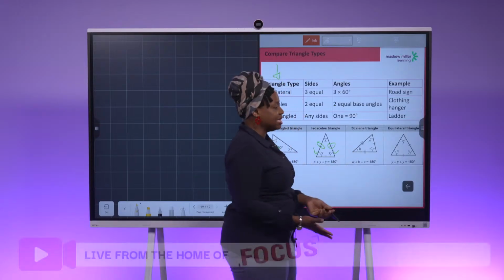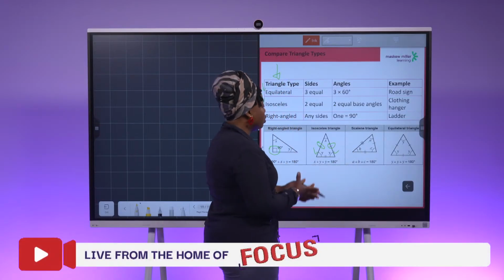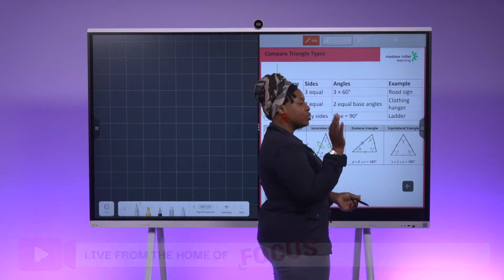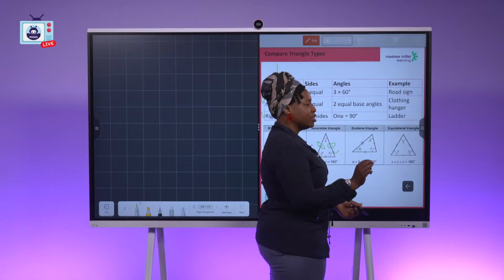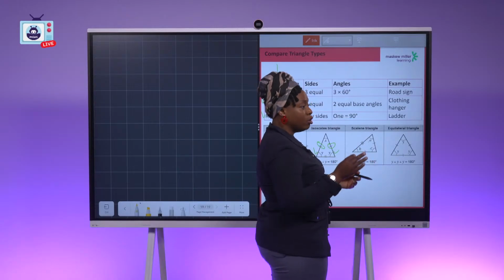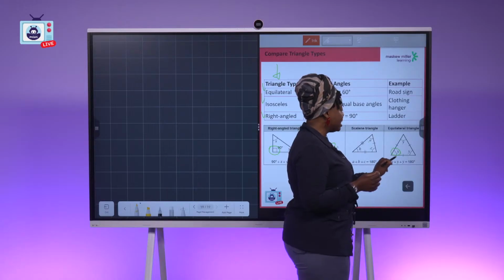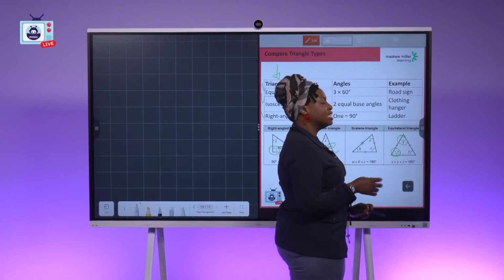The angles and the sides must be different for us to say this is a scalene triangle. Then we have the equilateral triangle. An equilateral triangle, come rain or storm, has angles that are always equal to 60 degrees. Why? Because an equilateral triangle has equal sides.